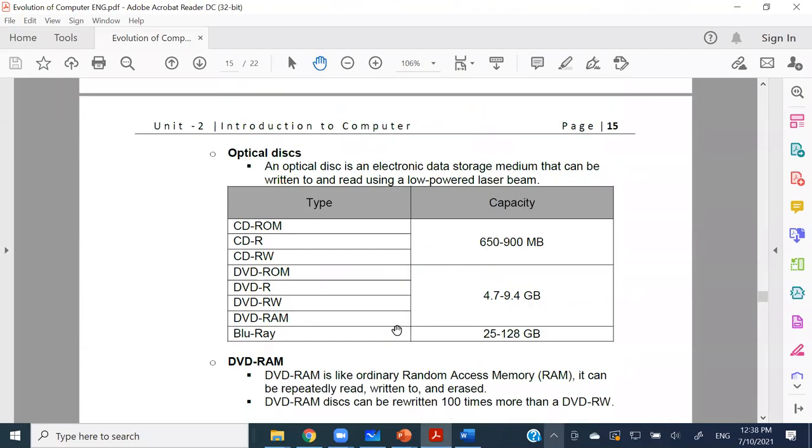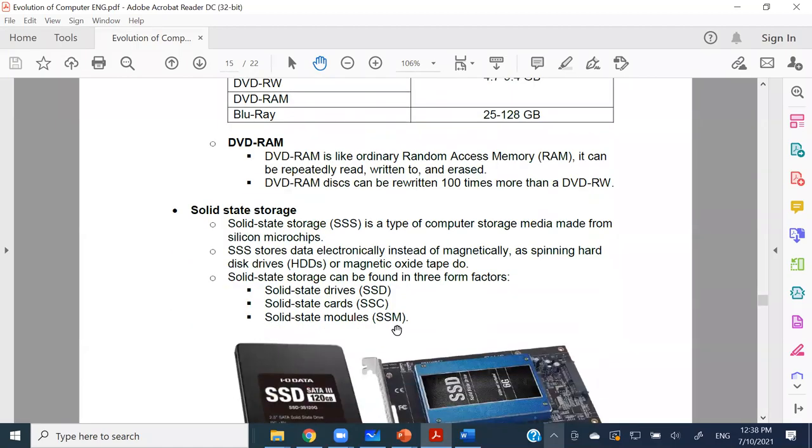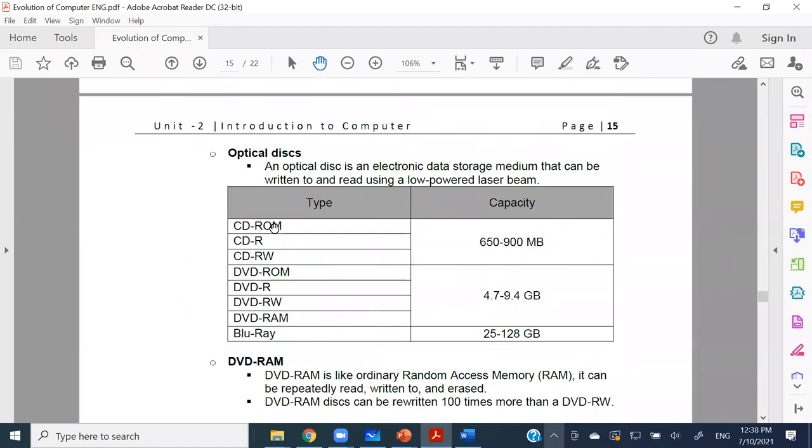Okay, so that's all about the second lesson. We are going to talk about the optical storage device, not the optical storage device, about the solid state devices later. People, I missed this part.